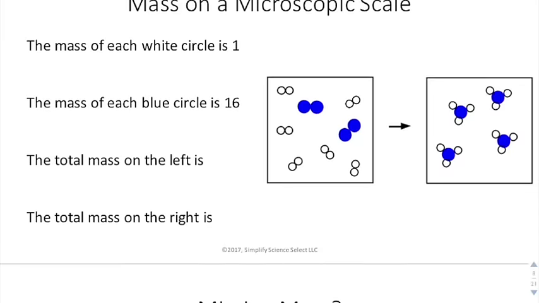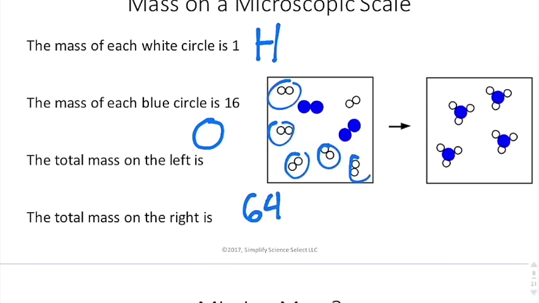Mass on a microscopic scale has to do with individual particles, individual atoms, individual molecules, individual compounds. So the mass of each white circle is 1, the mass of each blue circle is 16, because the white circles represent hydrogen, the blue circles represent oxygen. So the total mass on the left is we have 4 blue circles, which gives us 64. We have 2, 4, 6, 8, 10, 12 of the white circles, and 12 times 1 is 12. So our total is going to be 76 on the left.